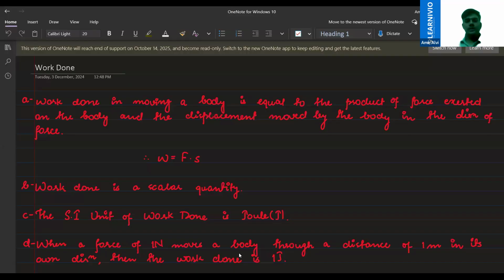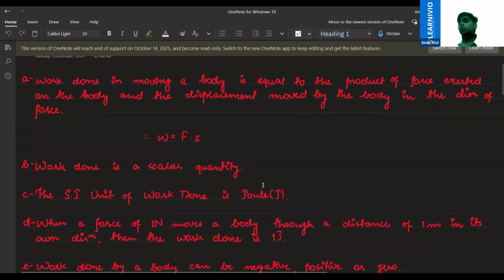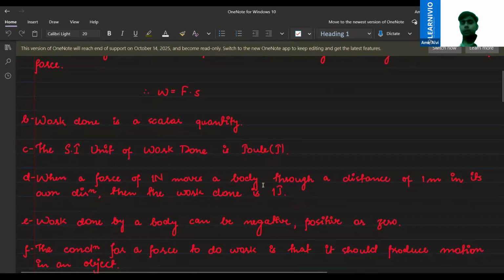So the first thing in the work and energy chapter is work. The first topic is called work done. The formula of work done is the product of the force and the displacement. Whenever you are applying some force, and if the body has some displacement, that means there is some work done. Work done is nothing but a part of the energy stored in our body, right? And work done is a scalar quantity, with the SI unit joule, right?